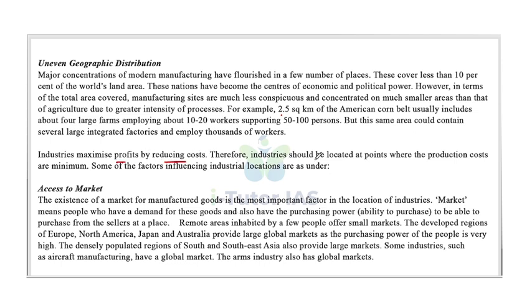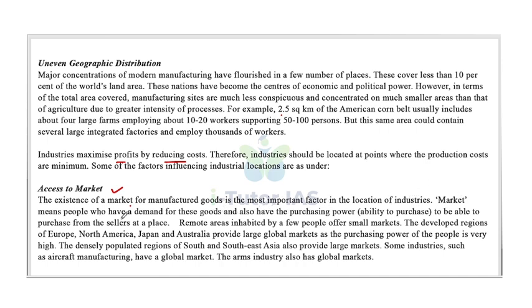Therefore, industries should be located at points where the production costs are minimum. Some of the factors influencing industrial locations are as under. First one, access to market. The existence of a market for manufactured goods is the most important factor in the location of industries.